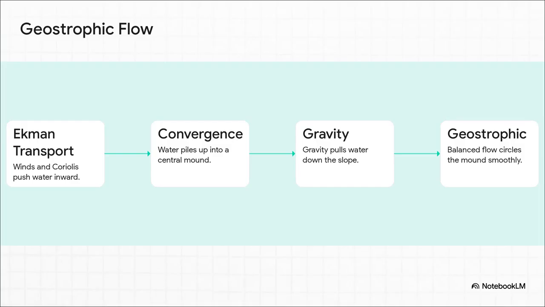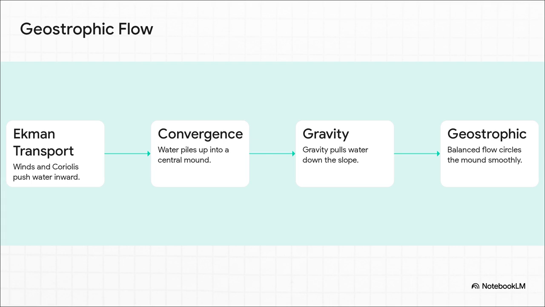That 90-degree push we just looked at, that's the exact mechanism that spins up these massive ocean whirlpools called gyres. Imagine the trade winds and westerlies blowing across the sea. Ekman transport takes that water and shoves it inward toward the center of the ocean basin. And I mean, it physically piles the water up into a literal mound. Of course, gravity wants to pull that water right back down the slope, but the Earth's rotation, the Coriolis effect, pushes it right back in.